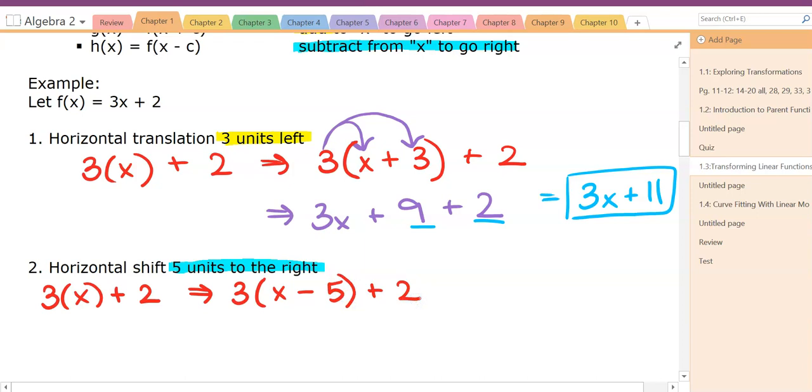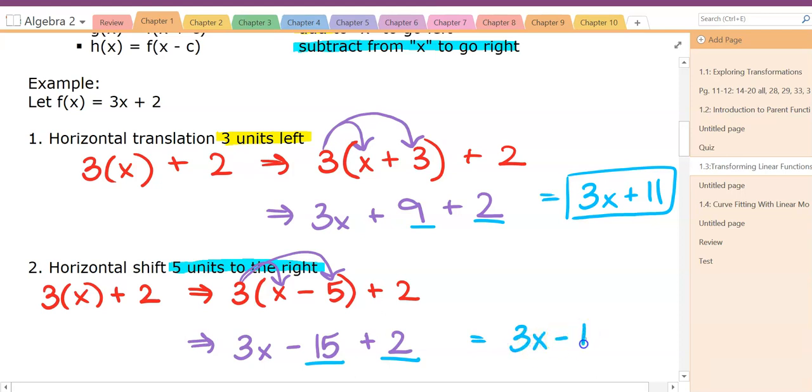So the big difference here is instead of doing plus 3, I did minus 5 because I'm going the opposite direction and I'm moving a different amount. Now I distribute again. So that's going to end up with 3x minus 15 and then plus 2. Then I can take negative 15 and the positive 2 and I can combine those. So final answer should have been 3x minus 13.